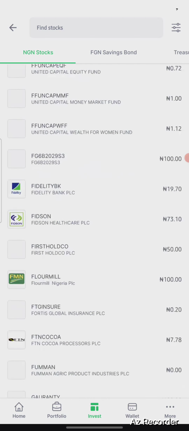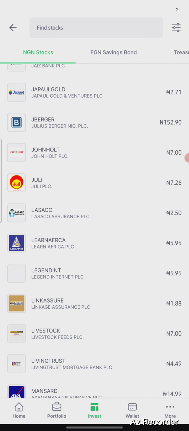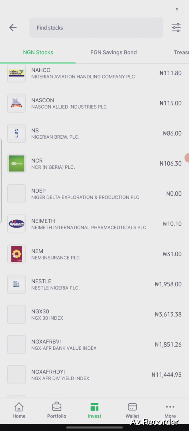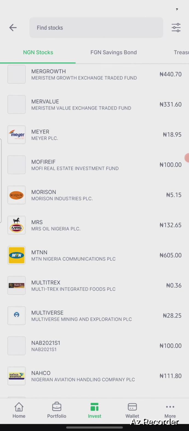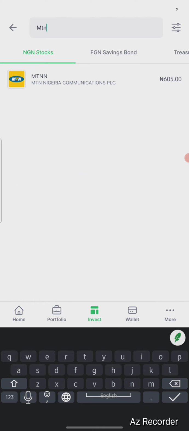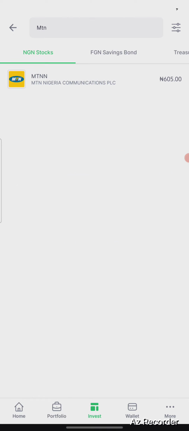These are the companies listed in the Nigerian stock market. So you can choose any company you want here and you buy their stock. We are using MTN for example today. So you can come over here and search the company you want. Very simple, MTN. So this is it. This is MTN.